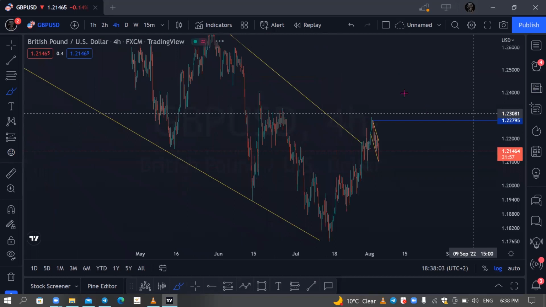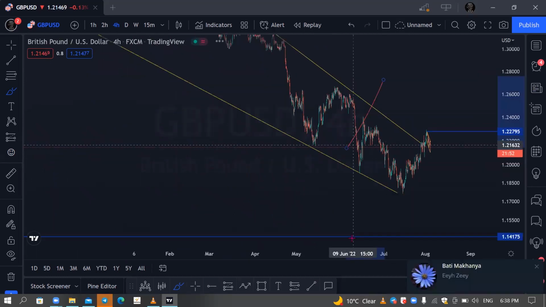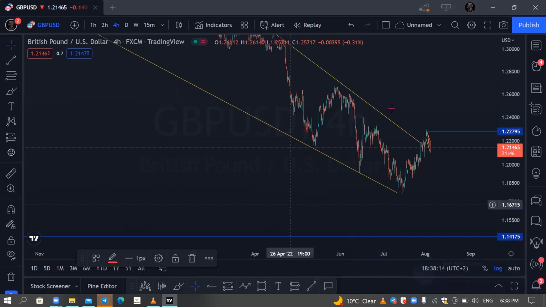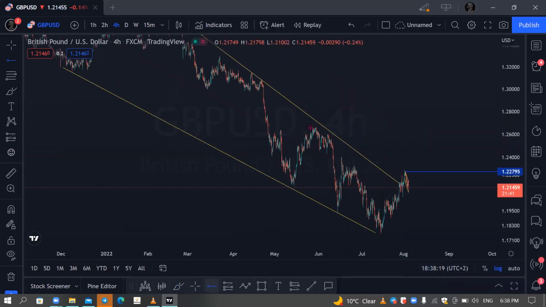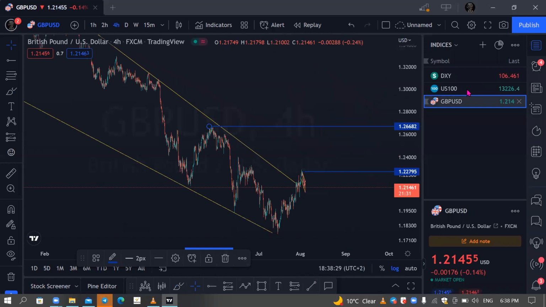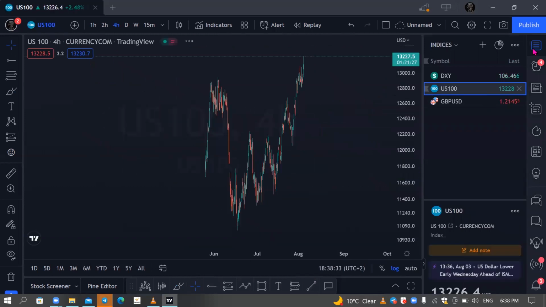Because according to our structure, it's a bullish structure. So I'm expecting the market to push. I want to see GBP USD reach these zones around here. So let's go to the last pair, which is the one and only US 100, which is Nasdaq.